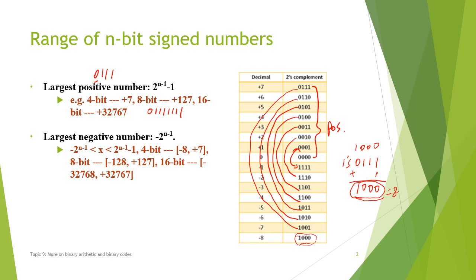So let me give you three examples here. For the 4-bit, the range is from negative 8 to positive 7. For an 8-bit, the range is from negative 128 to positive 127.